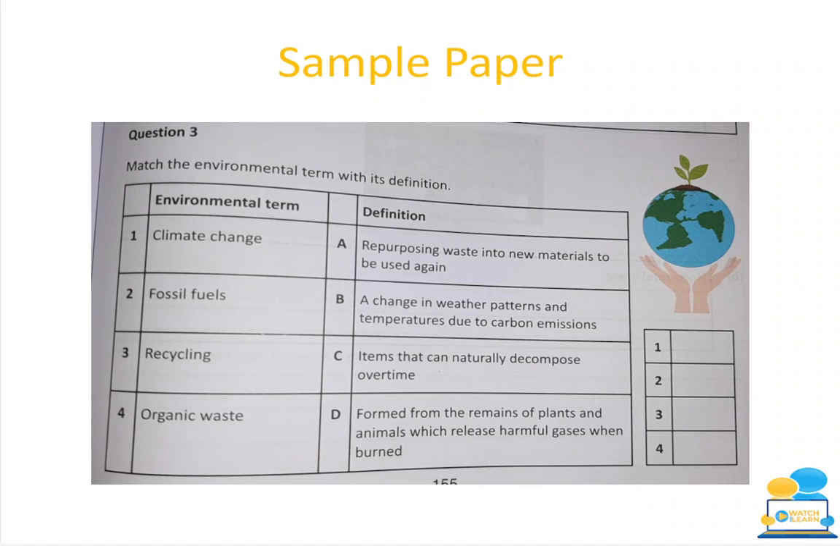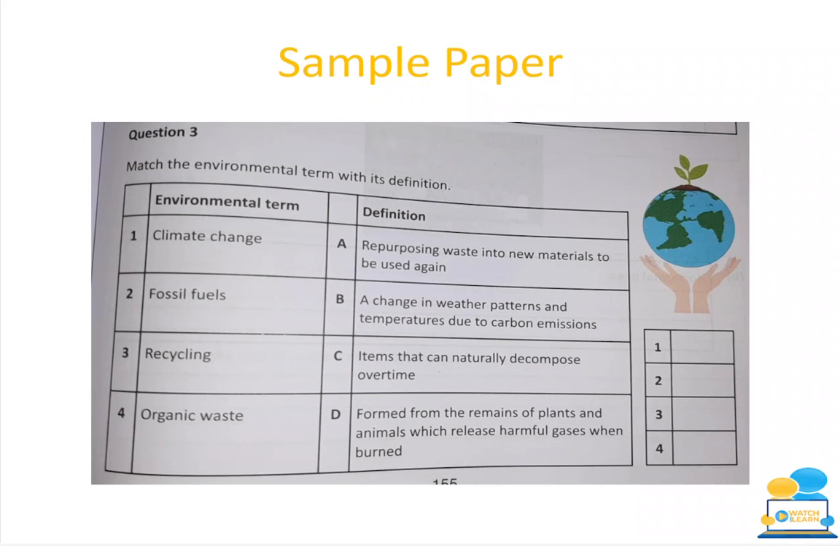Next up is fossil fuels. So I know that A isn't it. C, items that can naturally decompose over time. No, it's not going to be that. D, formed when the remains of plants and animals which release harmful gases when burned. So I do know that harmful gases is to do with fossil fuels. So therefore, where it says 2, I'm going to write D.